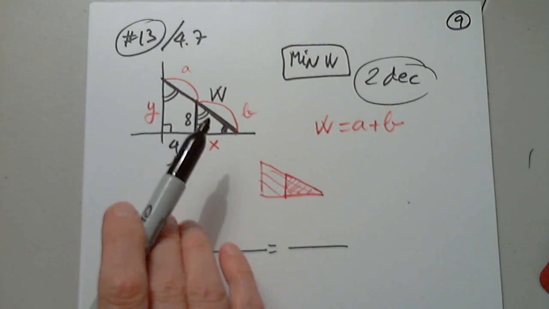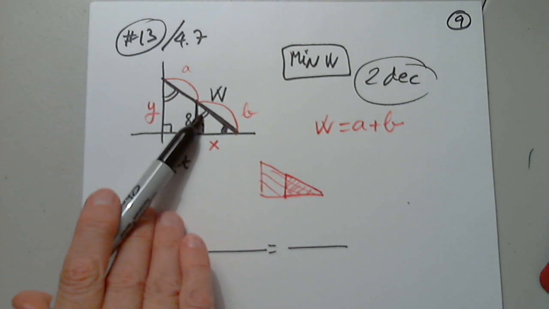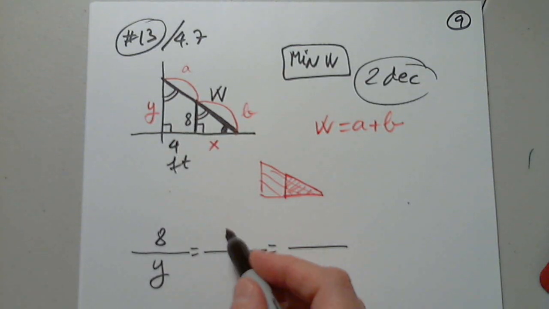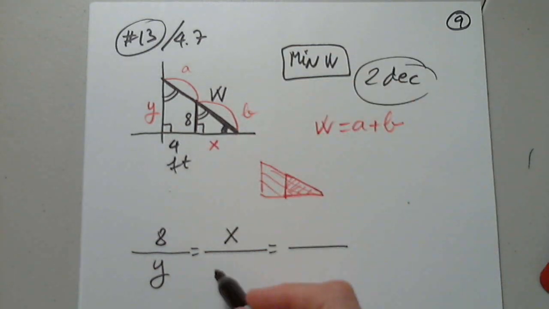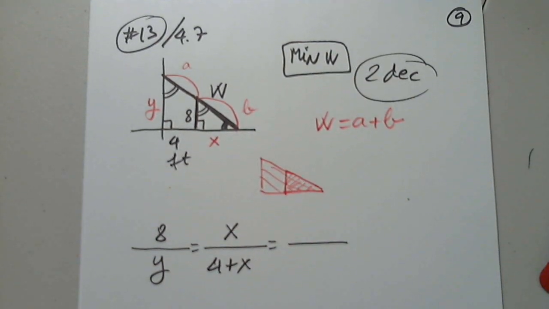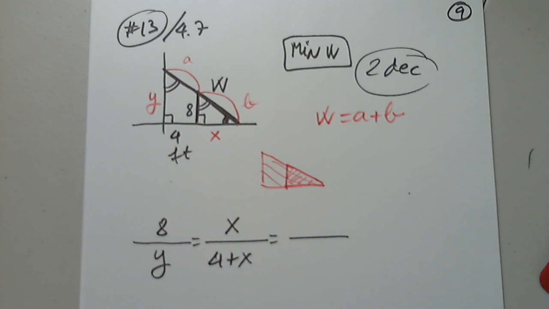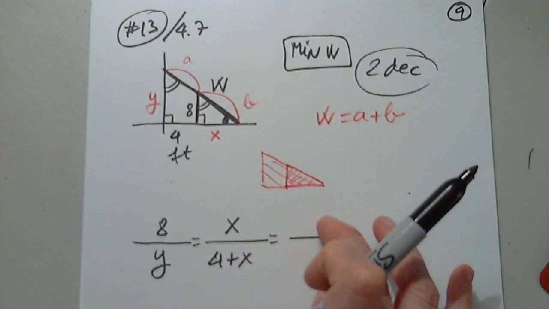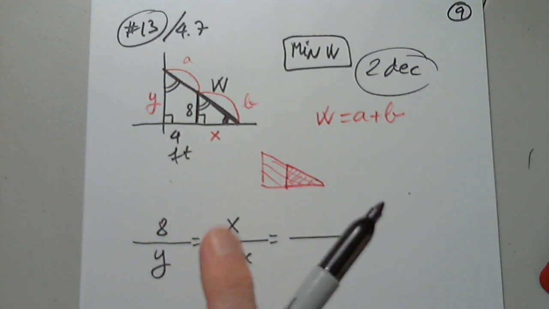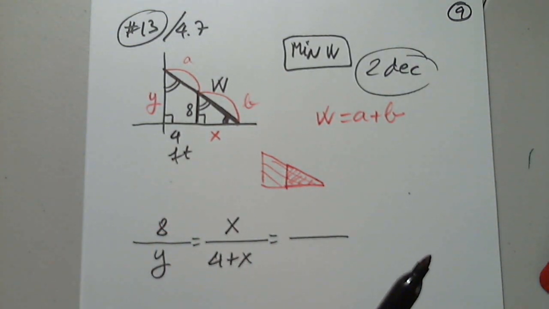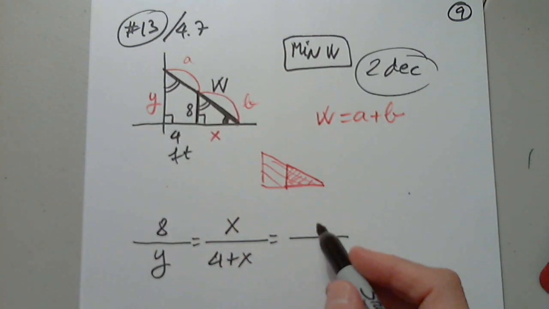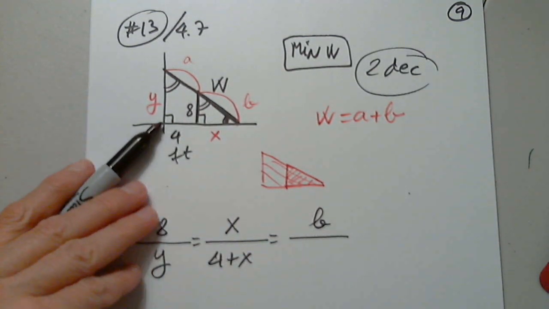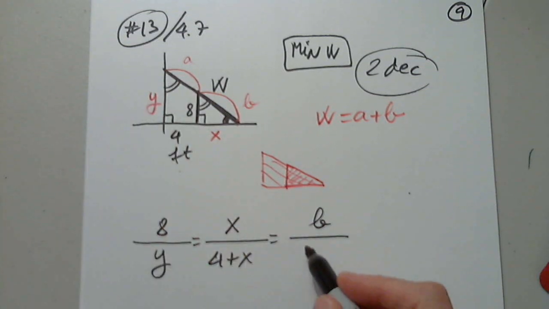I move on to this angle. The opposite in the small triangle is x. And the opposite in the big triangle is 4 plus x. Finally, I go back. Notice that all the sides from the top come from the same triangle. All sides in the denominator come from the same triangle. So now this angle, the opposite is b. And in the big triangle, the opposite is w.